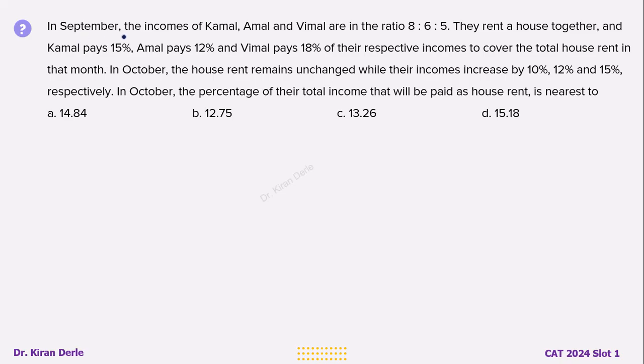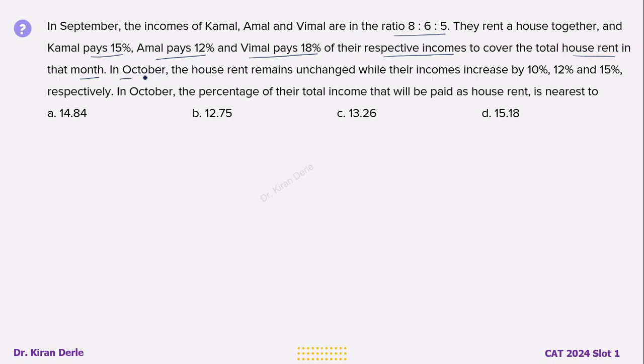In September, the incomes of Kamal, Amal and Vimal are in the ratio 8 is to 6 is to 5. They rent a house together and Kamal pays 15%, Amal pays 12% and Vimal pays 18% of their respective incomes to cover the total house rent in that month. So out of this income they have paid some amount of money as house rent.